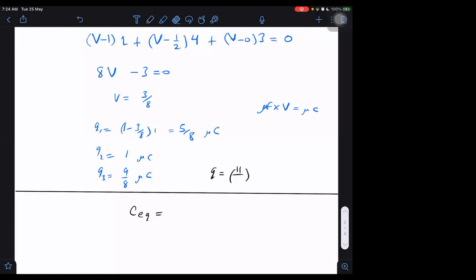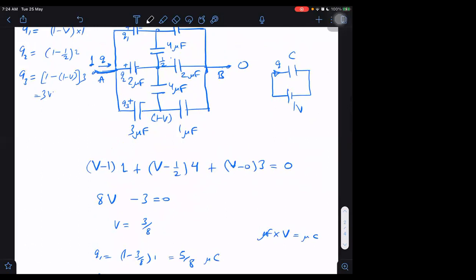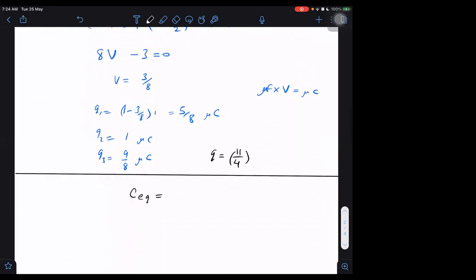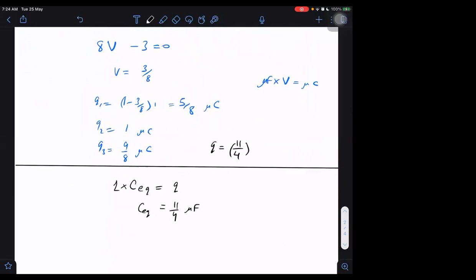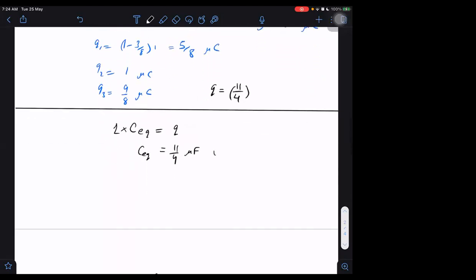And then the equivalent capacitance will be net. See here, what will be the equivalent capacitance? C equivalent into 1 will be this charge Q, which is equal to 11 by 4. So C equivalent will be equal to 11 by 4 microfarad. Have they given that answer? Yes, sir. So right answer.